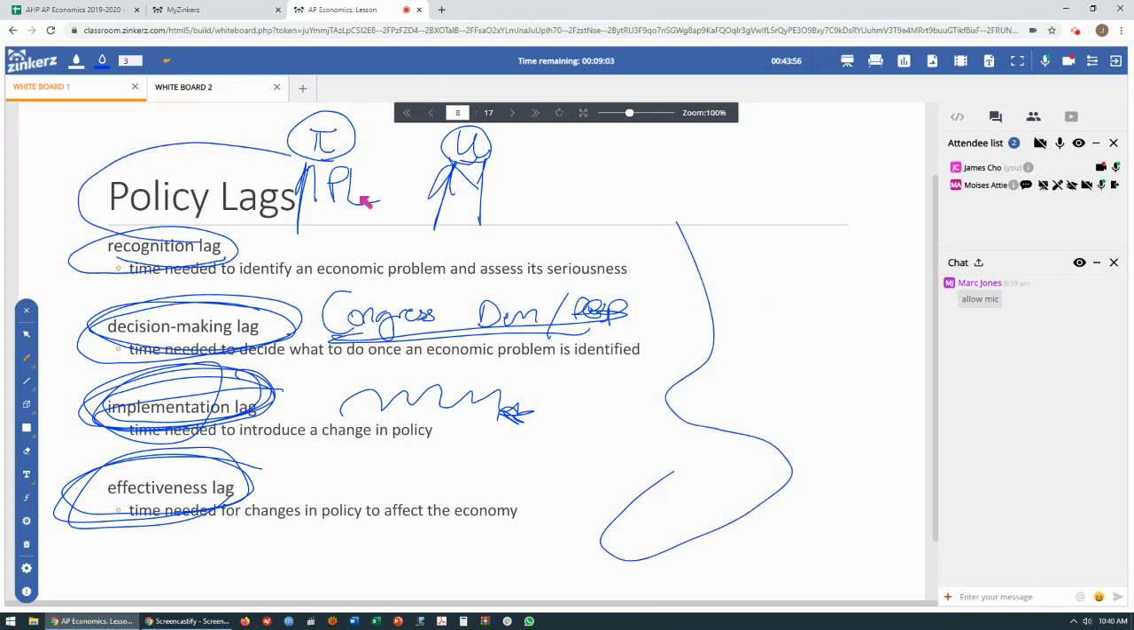Okay, and then again, taking a look at all of this together, that active policy might look great, but then it just might take a little bit too long to get put into action.